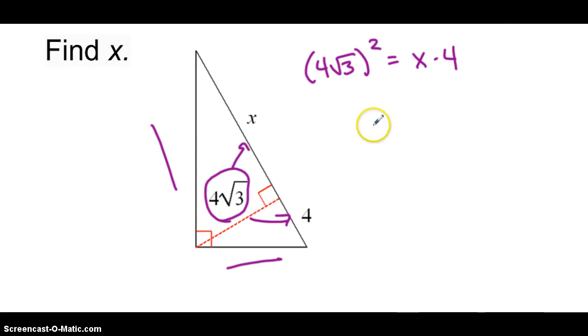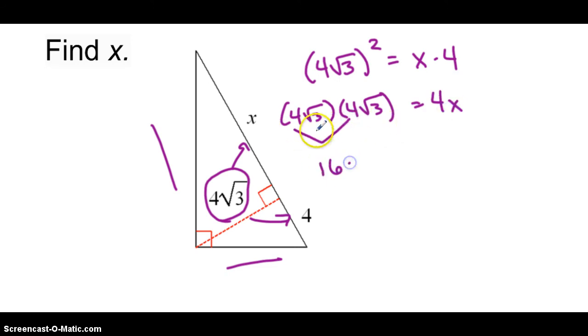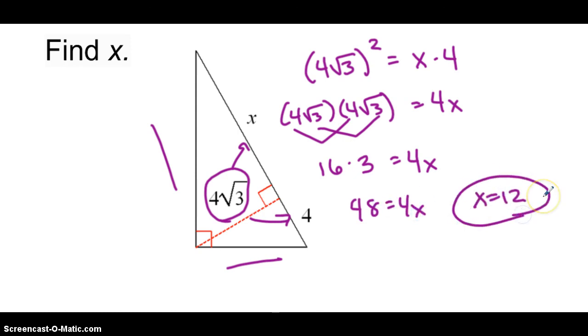Okay? That's the geometry. Now the algebra is what might get you. 4 root 3 squared. Well, remember, when you're squaring something, it means you're multiplying it by itself, right? So if we're going to multiply 4 root 3 times 4 root 3, 4 times 4 is 16. Root 3 times root 3 is 3, right? Equals 4x. So this is 48 equals 4x. So x equals 12. Okay?